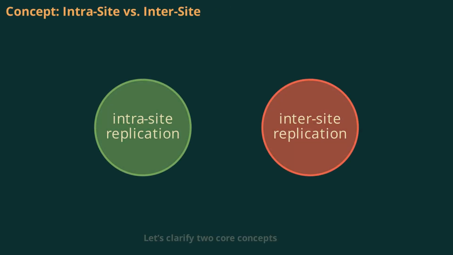Let's clarify two core concepts. Intra-site replication occurs within a single site, optimized for speed and immediate change notification. Inter-site replication connects different sites, optimized for efficiency, using scheduled, compressed, and cost-based mechanisms. Understanding this distinction is fundamental to designing effective AD topologies.